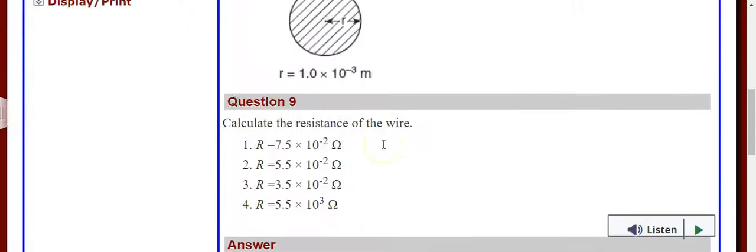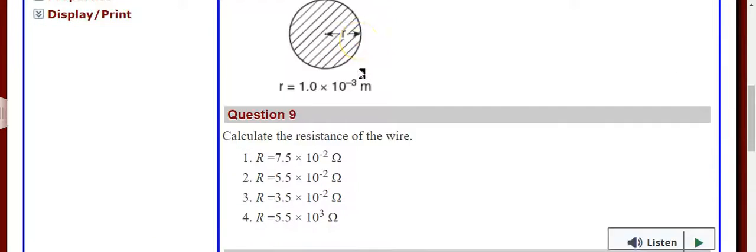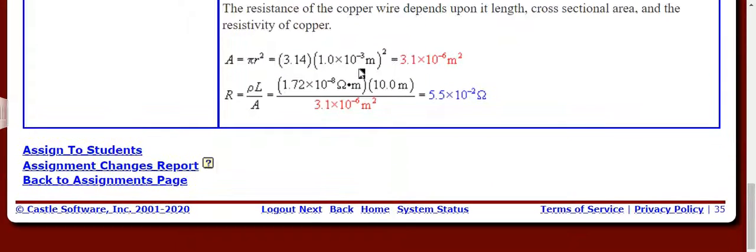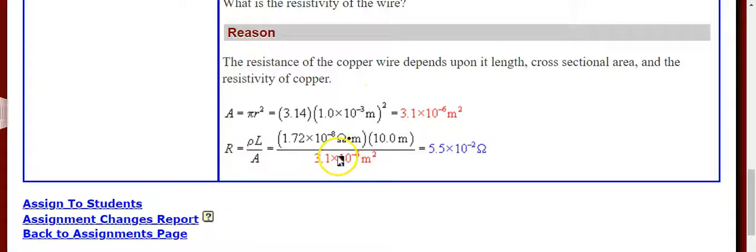Remember, they gave you the radius of the wire, so I had to take that extra step and calculate the area, pi r squared, and I put that under here. And then when I compute it, I get 5.5 times 10 to the negative 2 ohms. Let's just take a quick look at how the units cancel. Resistivity is ohm meters times meters divided by meters squared. So this meter and this meter multiplied make meter squared, divided by this one meter squared. They all cancel out, leaving you with ohms.